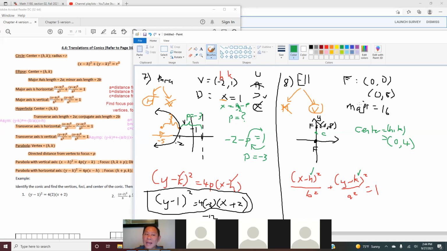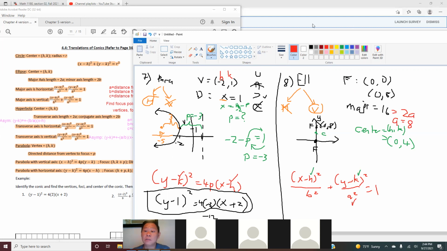Now, major axis has a formula. Can you tell me what is the formula for the major axis? 2a. So that means that the 16 equals 2a. So what is a in this case? 8, right? So now we figured out a, which is 8. We know your HK, 0, 4. Now we need to figure out b.